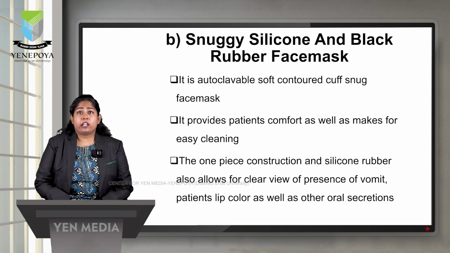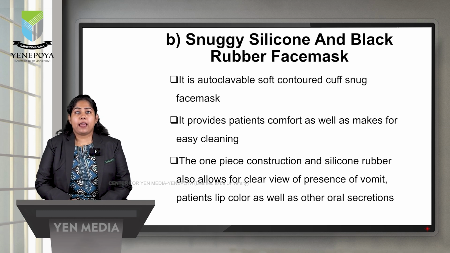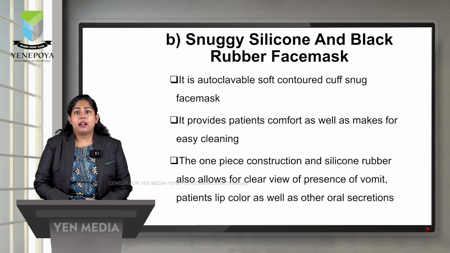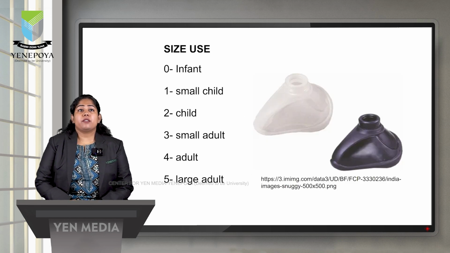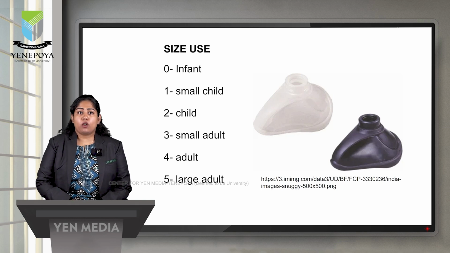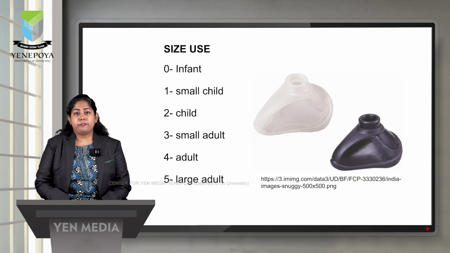Then Snuggle silicone and black rubber face mask. It is an autoclavable, soft, contoured, cuffed snug face mask. It provides patient comfort as well as makes for easy cleaning. The one-piece construction and silicone rubber also allows for a clearer view of the presence of any vomit, the patient's lip color as well as any other oral secretions. The sizes that are used are 0 for infant, 1 for small child, 2 for child, 3 for small adult, 4 for adult and 5 for large adult.